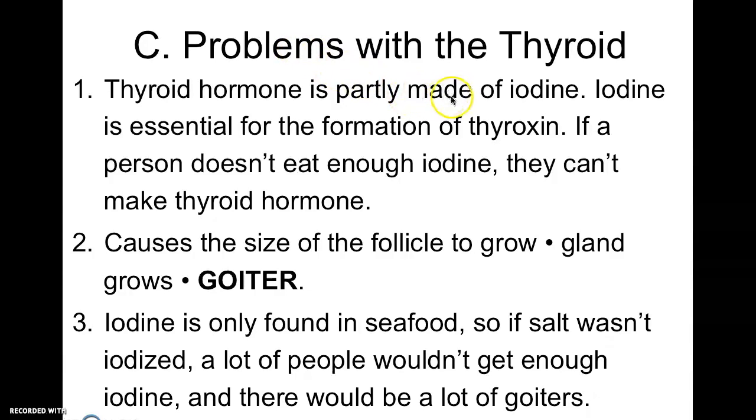So it's partly made of iodine. Iodine is very essential in the formation of thyroxine. If a person does not eat enough iodine, they will not make that hormone. What will happen is they will produce something called goiter and get this really swollen follicle in their throat. So you want to make sure that you have enough iodine in your diet. If not, maybe just get it in your vitamins. Iodine is only found in seafood. So if salt wasn't iodized, a lot of people wouldn't get enough iodine, and there'd be a lot of goiters.